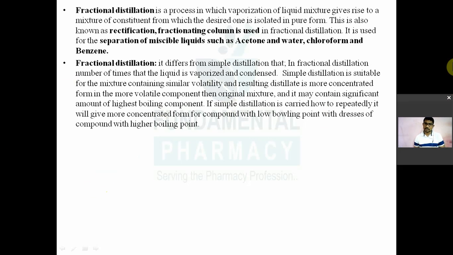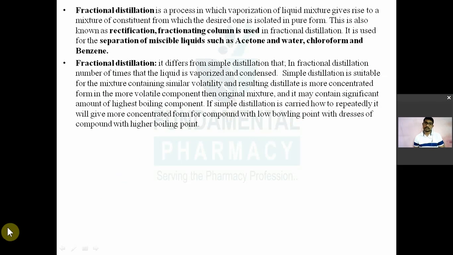Fractional distillation differs from simple distillation in that the liquid is vaporized and condensed a number of times. Simple distillation is not suitable for a mixture containing components of similar volatilities. The resulting distillate is more concentrated in the more volatile compound than the original mixture.